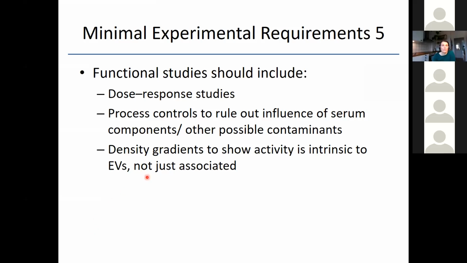And then just some final things from the minimal experimental requirements: if you do functional studies, you should do dose response. You need to process controls to rule out the influence of serum components. For example, if we have a cell culture, we will have FBS, fetal bovine serum. We need to look at all these things. And we also need to do density gradients to show that the activity is in sync with the EVs and not just associated with soluble proteins.